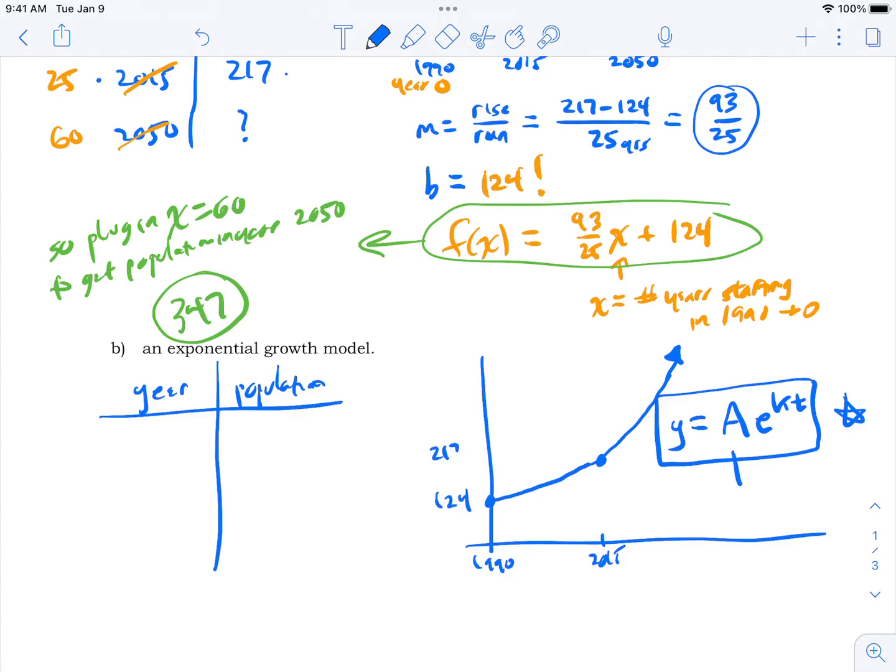Now, the A is our starting amount. It's kind of like the y-intercept, but it's the starting amount at year 0. In other words, to use this model, we really do need to call that year 0. So that's year 0, and so A is going to be 124. 2015, again, that's year 25. The A is the amount at year 0. It has to be at year 0 for this model to work. So we're going to have to call it 0, 0. Good.